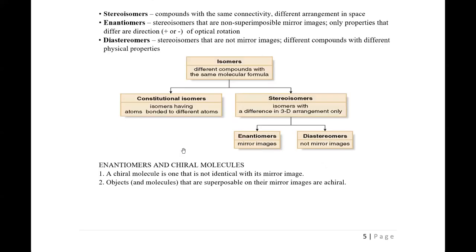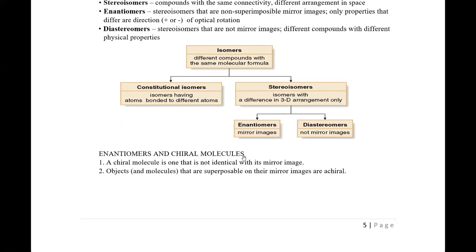Okay. Then we'll talk about enantiomers and chiral molecules. We'll talk about chirality. I think you have heard of this. I've heard of chirality. I have not learned it, but I think it's the first time. When you talk about chirality, it simply means a hand, and it's a concept of general geometry, which goes beyond organic chemistry.